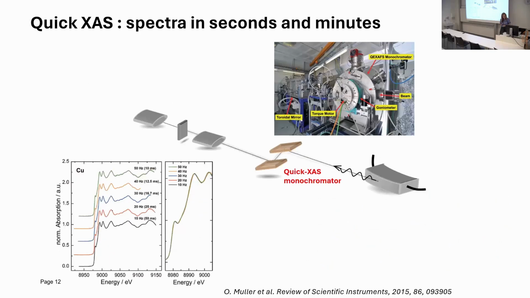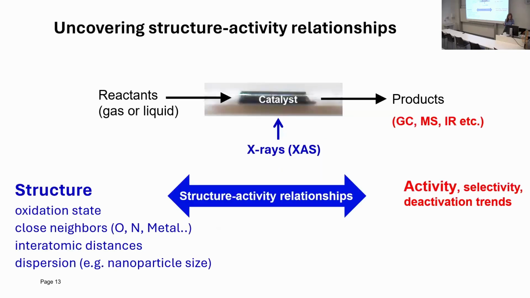What is also nice is that nowadays, at modern synchrotrons, you can measure X-ray absorption spectra very fast, in seconds and minutes. So you can follow how the catalyst structure evolves over time, or how it responds to certain perturbations of the system. This is an additional opportunity for researchers to draw structure-activity correlations, and to understand how the active site and the catalytic cycle ultimately function.